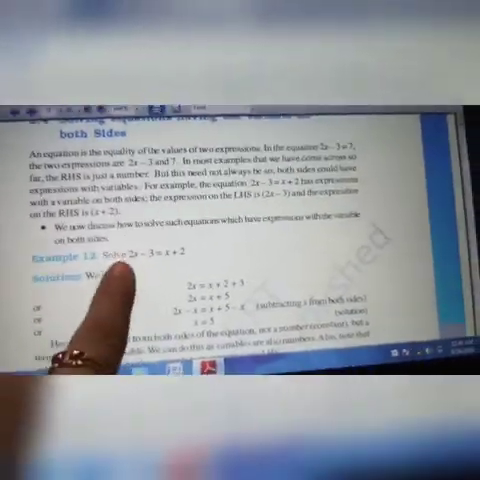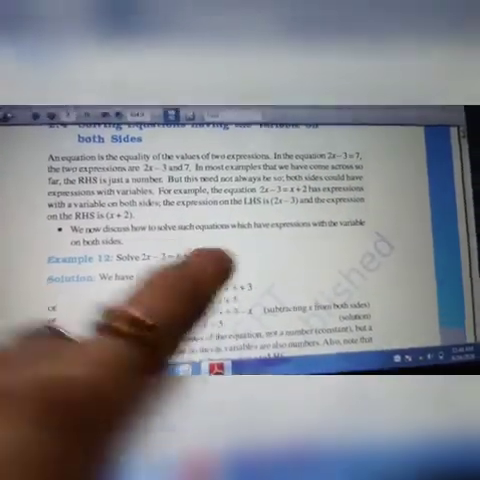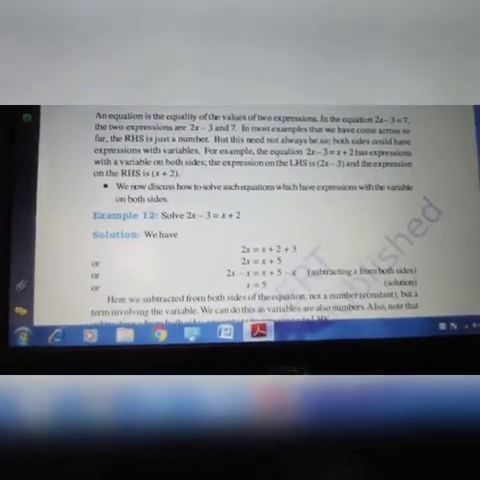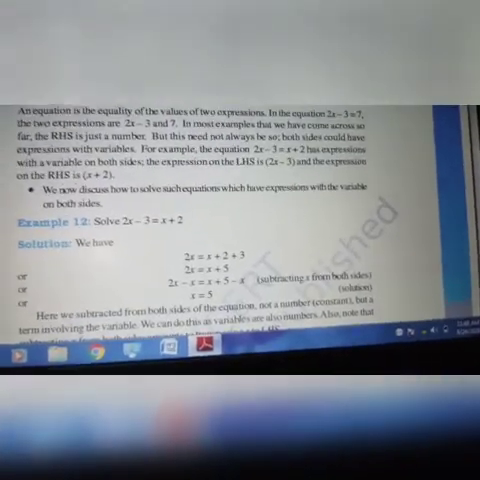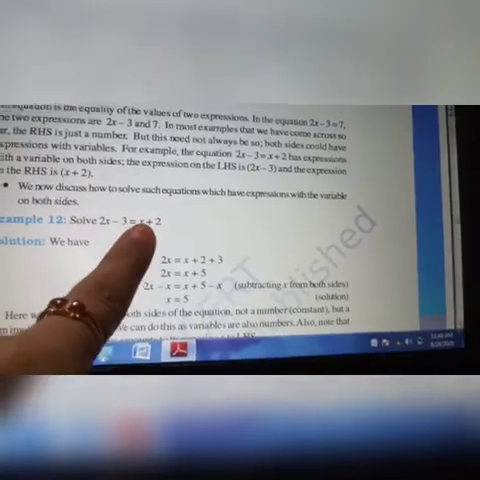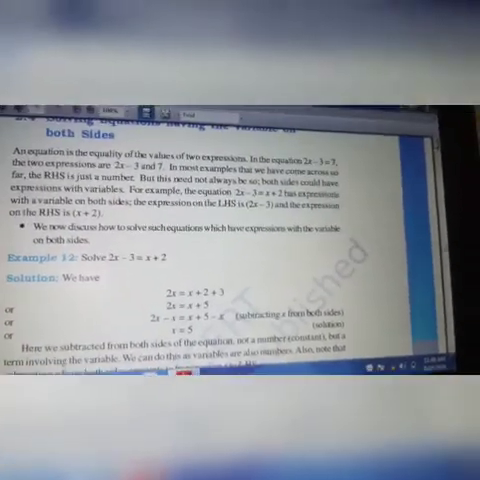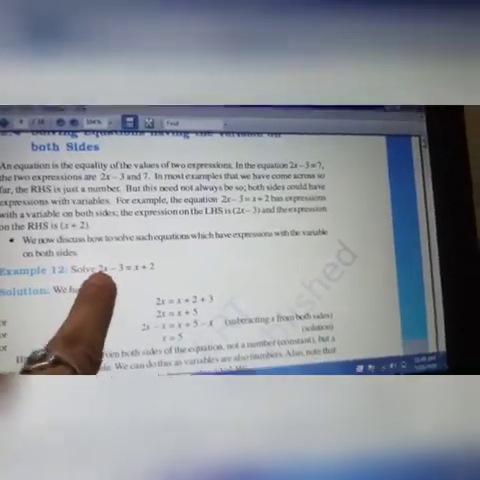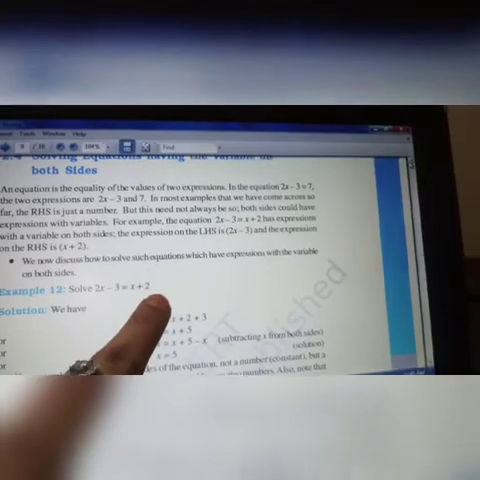What is example 12? Solve 2x minus 3 is equal to x plus 12. So what is the actual meaning? We are going to solve this. Solving means we should find the solution of this problem. Here also we have x, here also we have x. But in exercise 2.1, we have only one variable on one side; the others are all constants. But here we have the same variable present on both the sides.